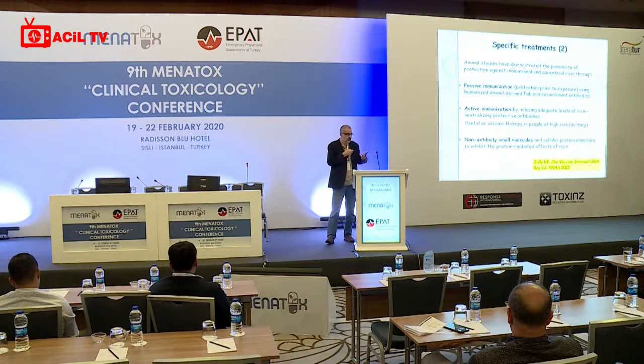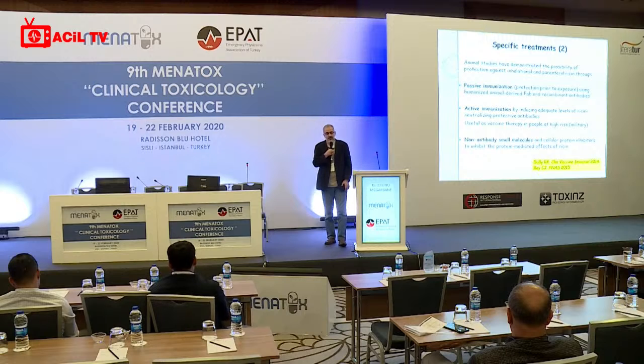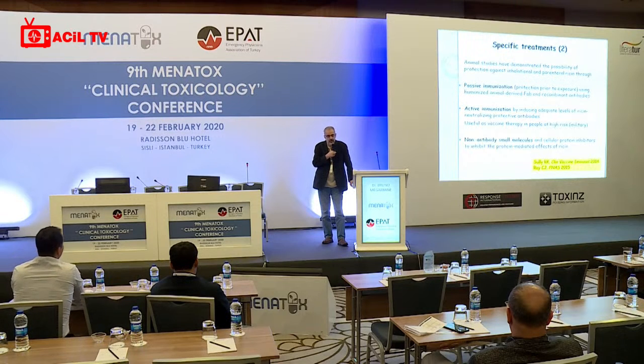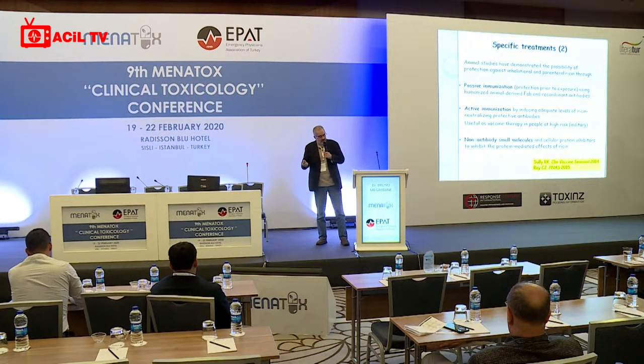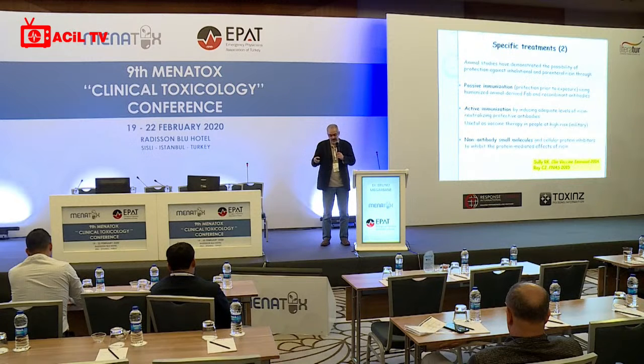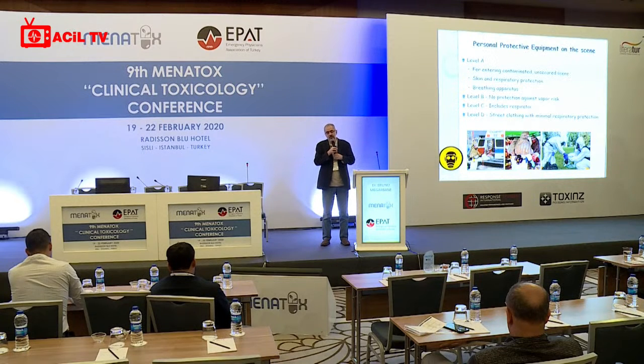And of course, much more interesting, active immunization by inducing adequate levels of ricin-neutralizing protective antibodies. This could be useful as a vaccine therapy in people like military personnel at risk of ricin exposure. There are also non-antibody small molecules that could be effective to inhibit protein-mediated effects of ricin, but to date, all these therapies exist only in mice and rats, nothing in humans, of course. What to do in humans?